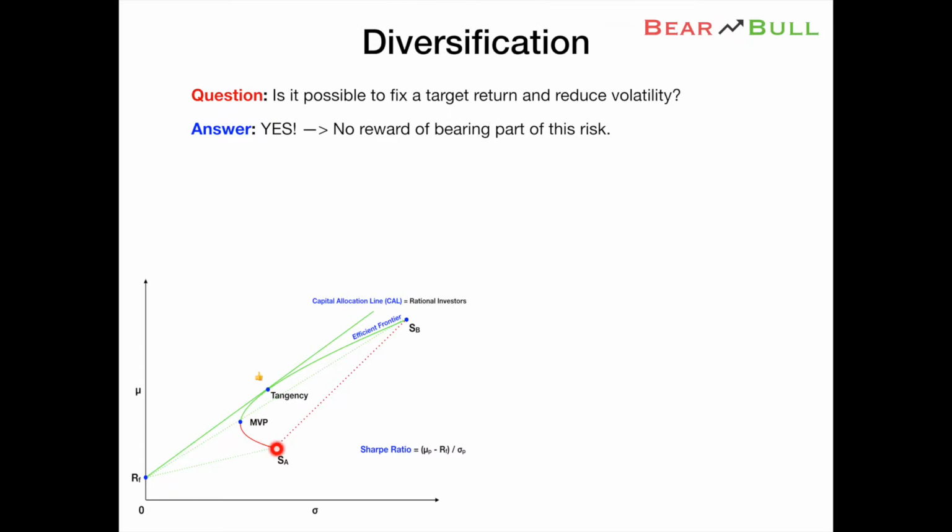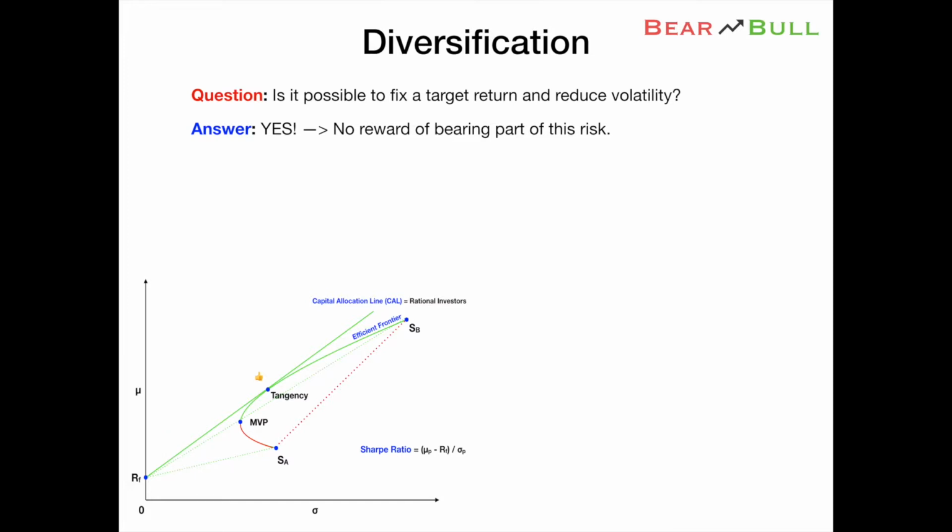So stock A has part of its risk or volatility that we can easily diversify, and there should be no reward for bearing this part of the risk. But there is part of this risk that we cannot diversify. We cannot bring it all the way to zero. There's no portfolio here to choose from.